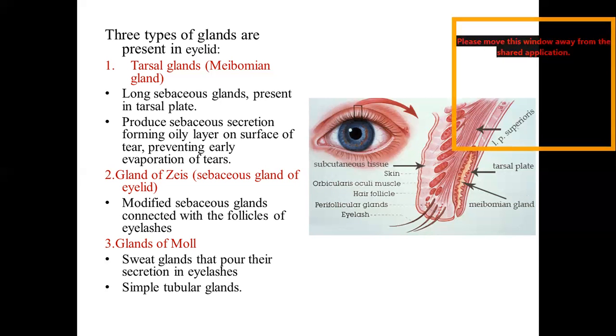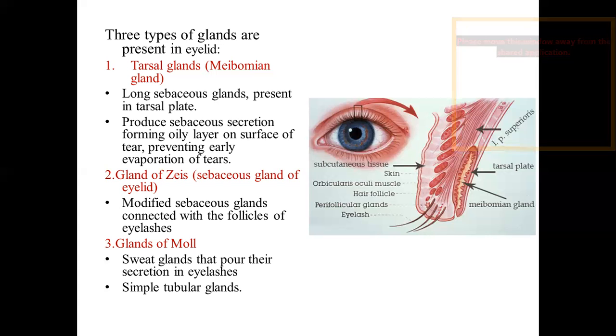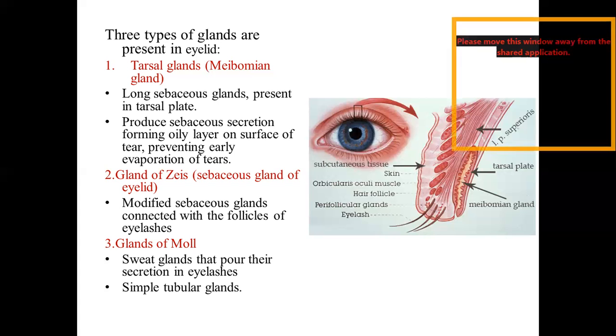Then we have glands of Zeiss, that is sebaceous gland of eyelid. That is a modified sebaceous gland connected with follicles of eyelashes. And last is the gland of Moll, sweat glands, which pour their secretion in eyelashes. These are also simple tubular glands. So three types of gland we see: meibomian gland, which is sebaceous gland, then gland of Zeiss and gland of Moll. So that's all about the slides which we see in the theory class of eyeball.